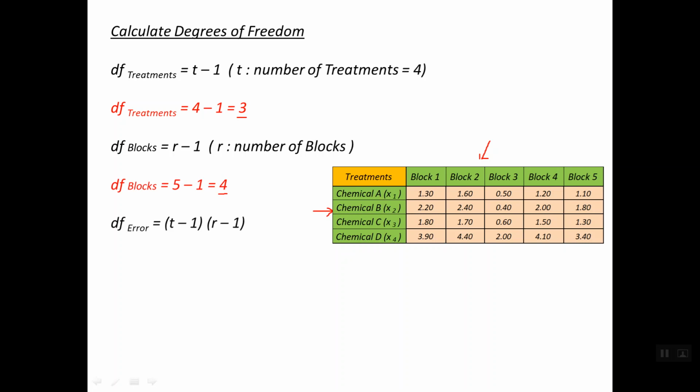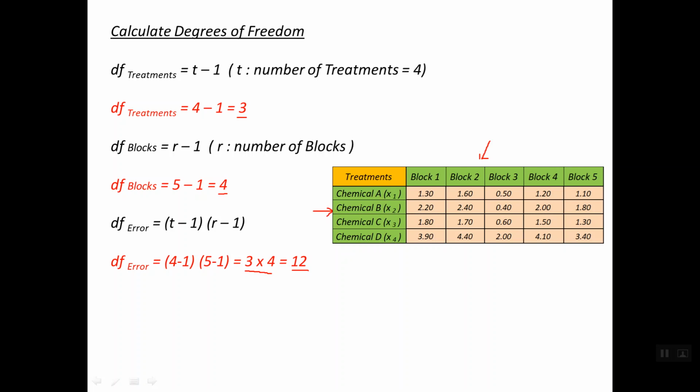Regarding the degree of freedom for the error, simply we multiply the degree of freedom for the treatment by the degree of freedom for the blocks, which is equal to t minus 1 multiplied by r minus 1, which is simply equal to 3 times 4, which is equal to 12. So this is the way to calculate the degrees of freedom for the treatments, the blocks, and the error.